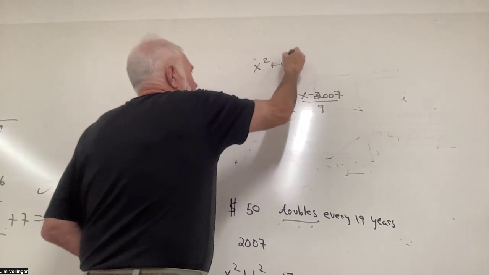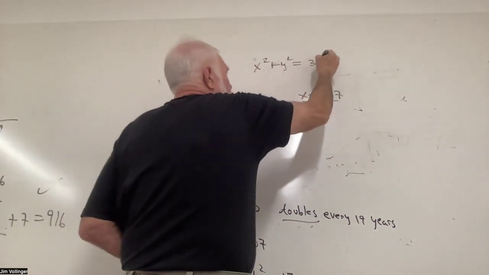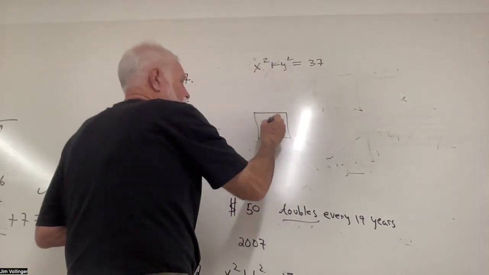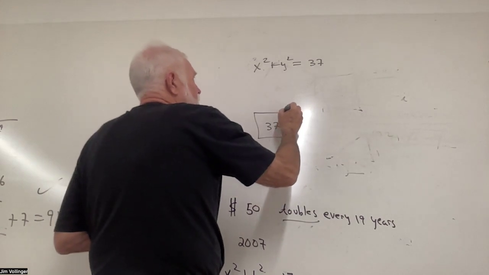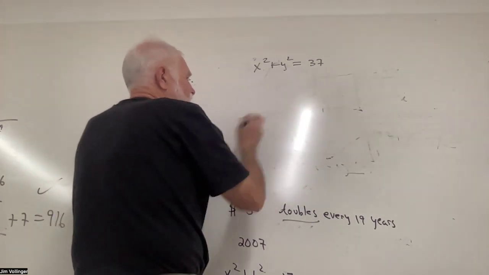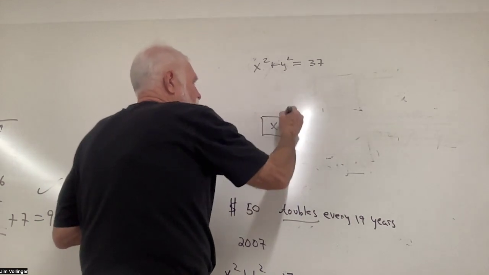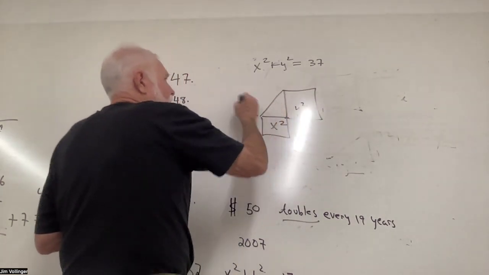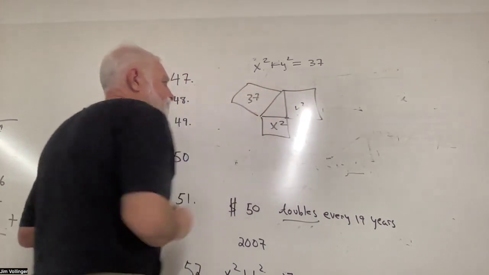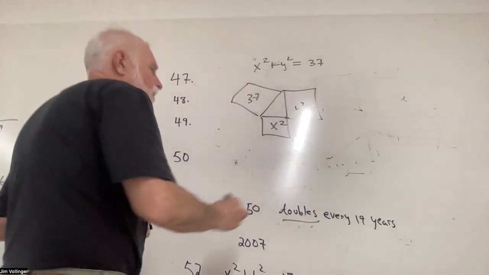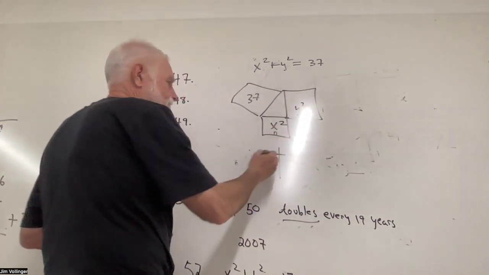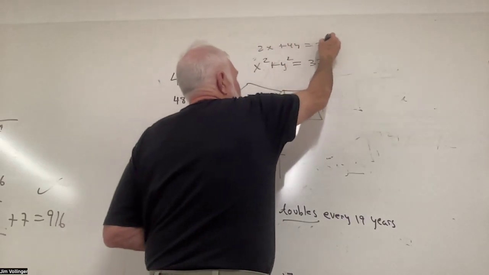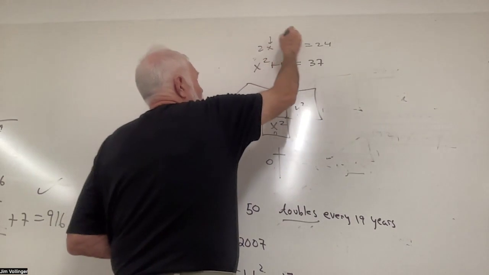X squared plus y squared equals 37. What do I see? I'm seeing x squared, I'm seeing y squared, and I'm seeing that area 37. I wonder what I would get if I made a 0 here. Kind of looks like those 2x plus 4y equals 24 type problems. And we put in a 0.